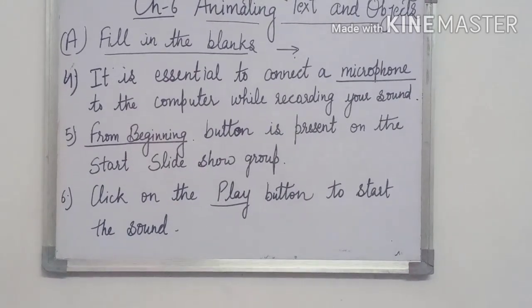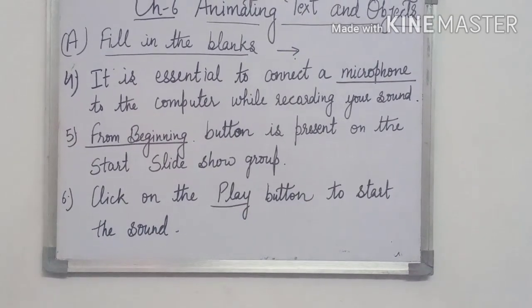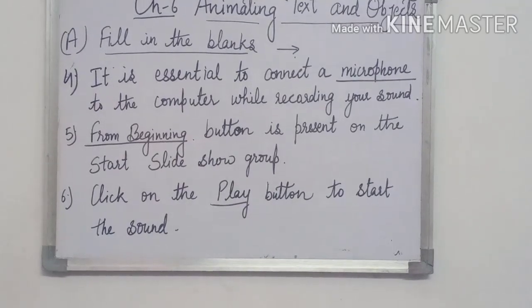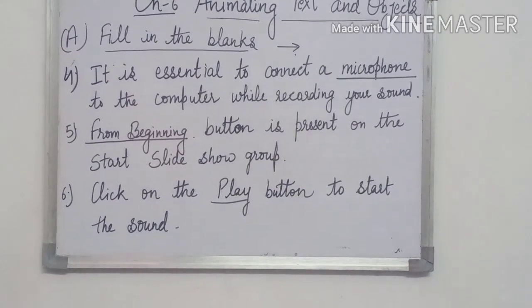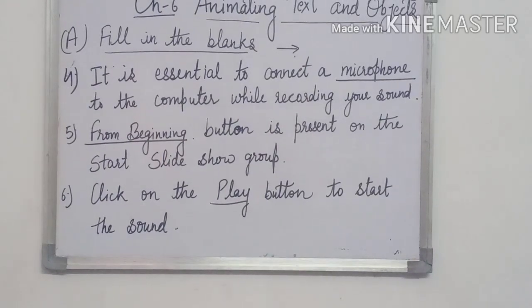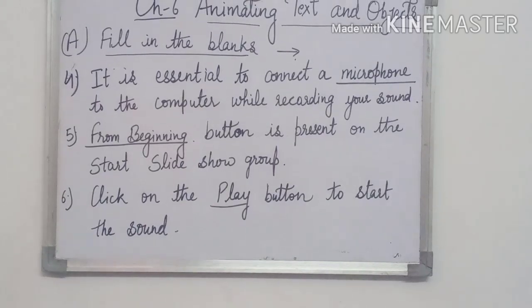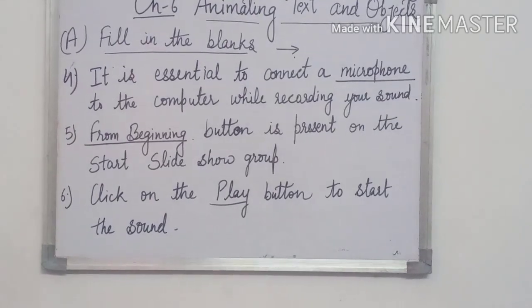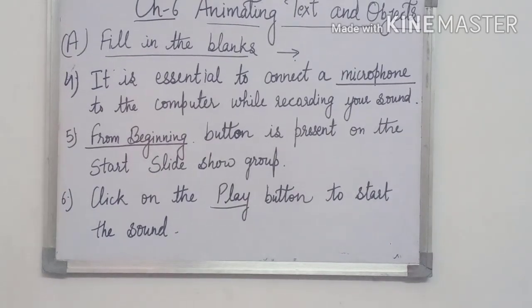And the fifth is, dash button is present on the start slideshow group. Whenever you click on the slideshow group in this Microsoft PowerPoint, the first button which you will see is the one to start the slideshow from the beginning, from between, or from last. So the first button on the slideshow group is From Beginning. If you want to start the slideshow from the beginning, from the first slide, then the From Beginning button is present on the slideshow group.